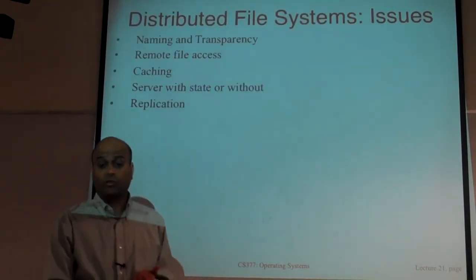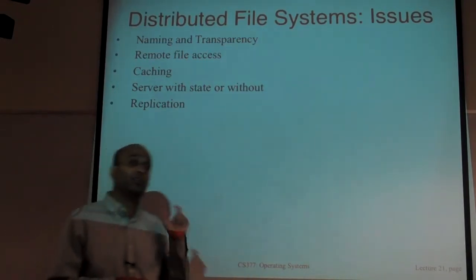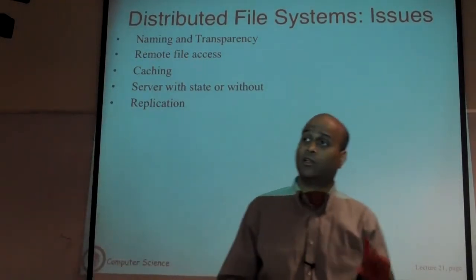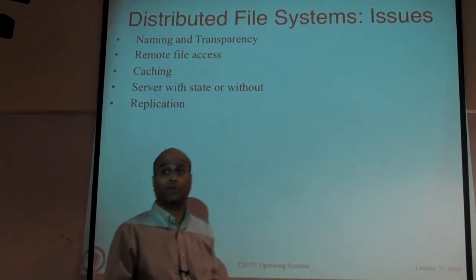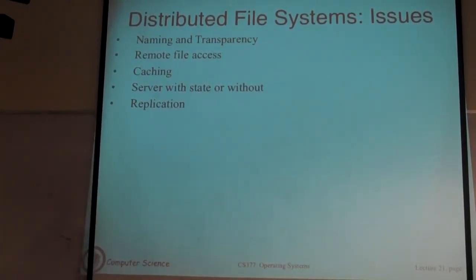There are many issues you have to deal with when you talk about designing a distributed file system. These are some issues we have also seen before when we talked about distributed systems design in general. The first one is naming and transparency. How do you actually name files that are stored on another machine? We'll see examples in just a moment. What is the form of remote access?